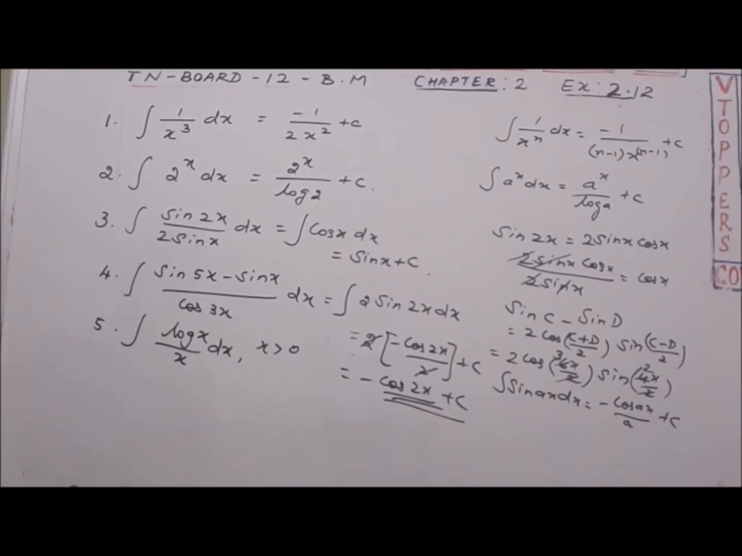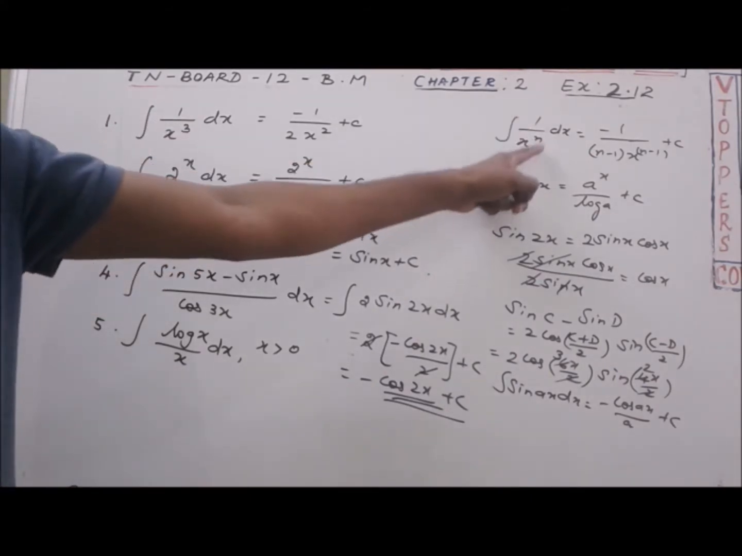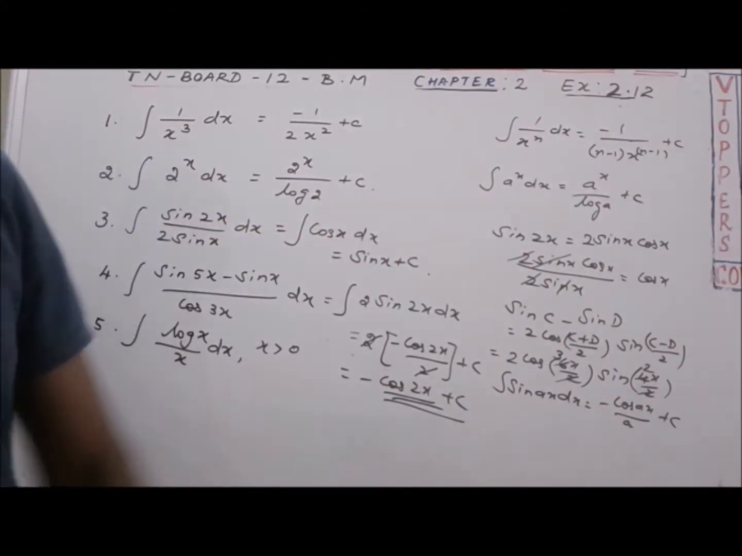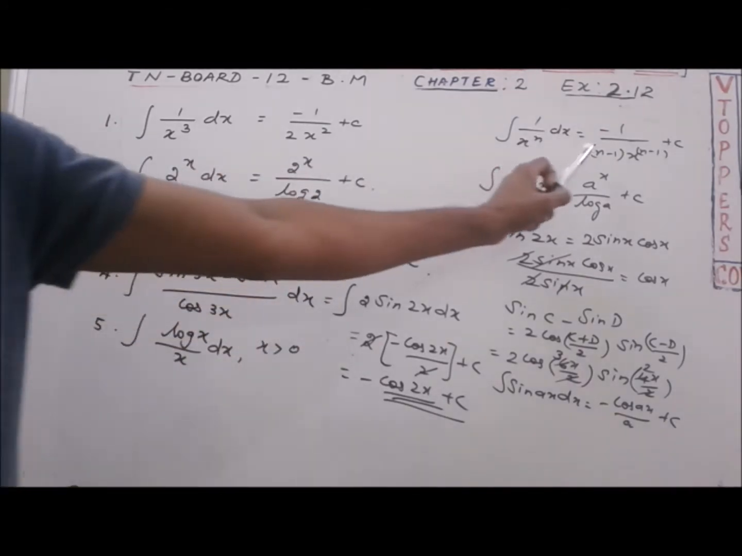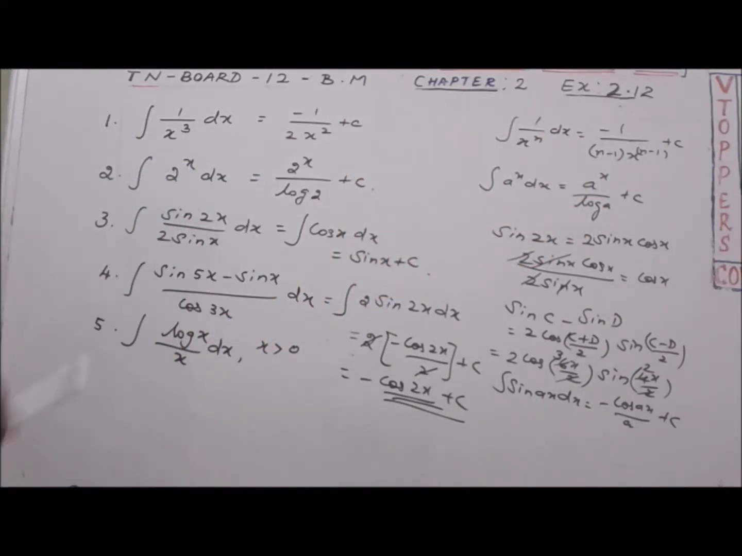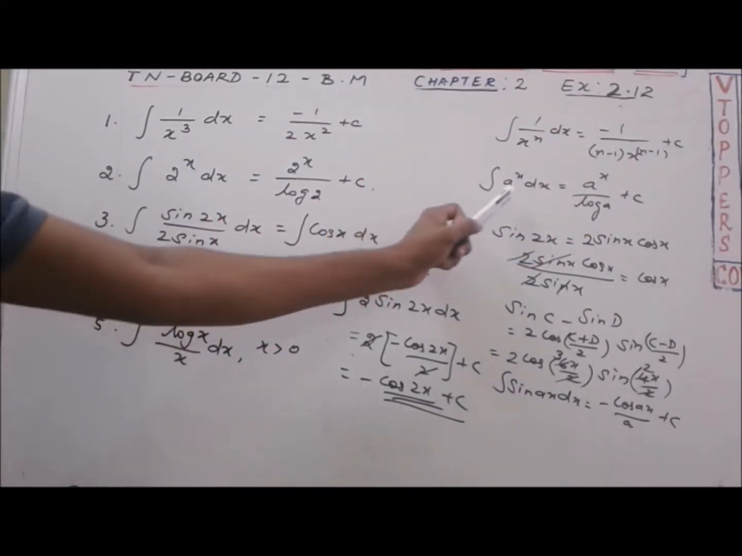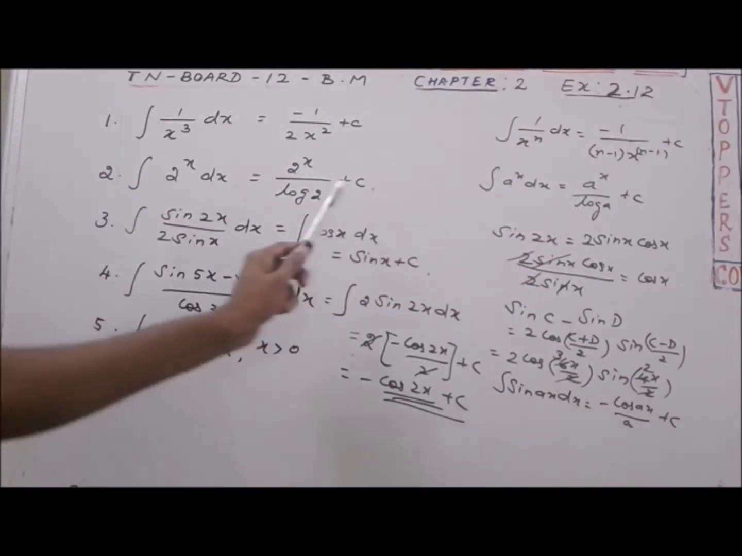Look here, for the first one, 1 by x cube dx, by use of the formula integral 1 by x power n dx equal to minus 1 by n minus 1 x power n minus 1, substituting n as 3, we get minus 1 by 2x power 2 plus c. The second case is also by a direct formula, integral a power x dx is equal to a power x by log a plus c. Instead of a substitute 2, so 2 power x by log 2 plus c.